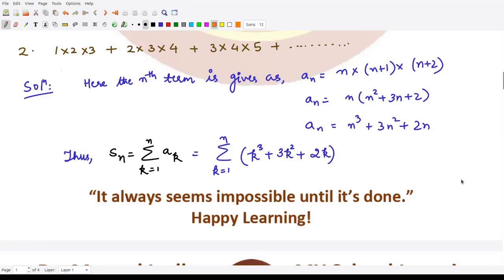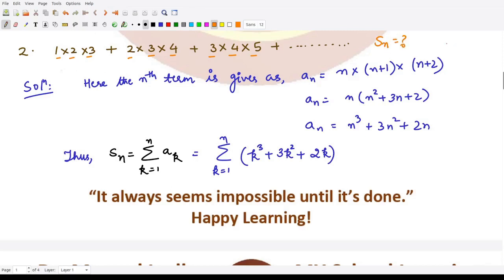In this video, we'll be solving the second question from exercise 9.4. The question says that we are given the series 1 into 2 into 3 plus 2 into 3 into 4 plus 3 into 4 into 5 plus so on, and we want to calculate Sn, the sum of the first n terms of this series.